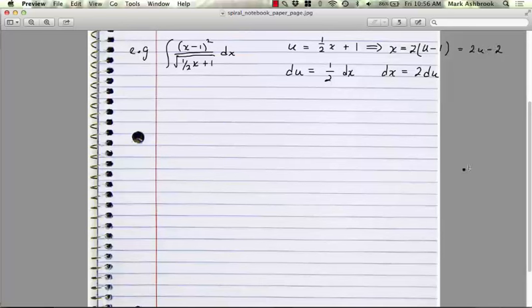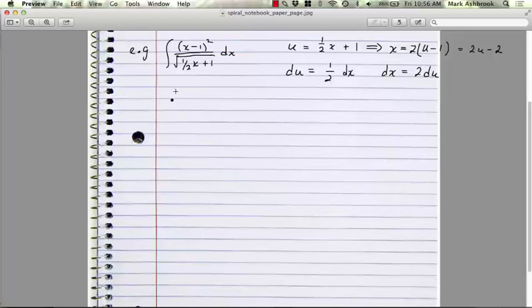I have a question. Why is dx du over what? It's du over 1/2. That's the same as multiplying by 2, right?